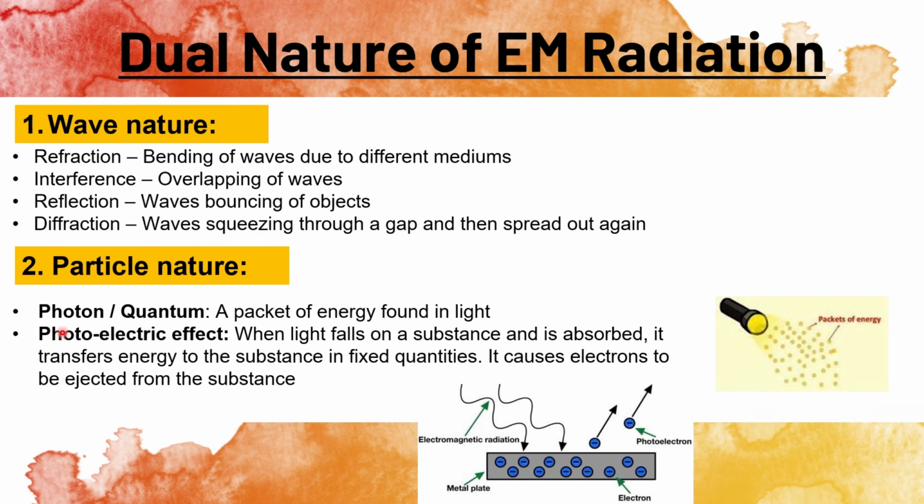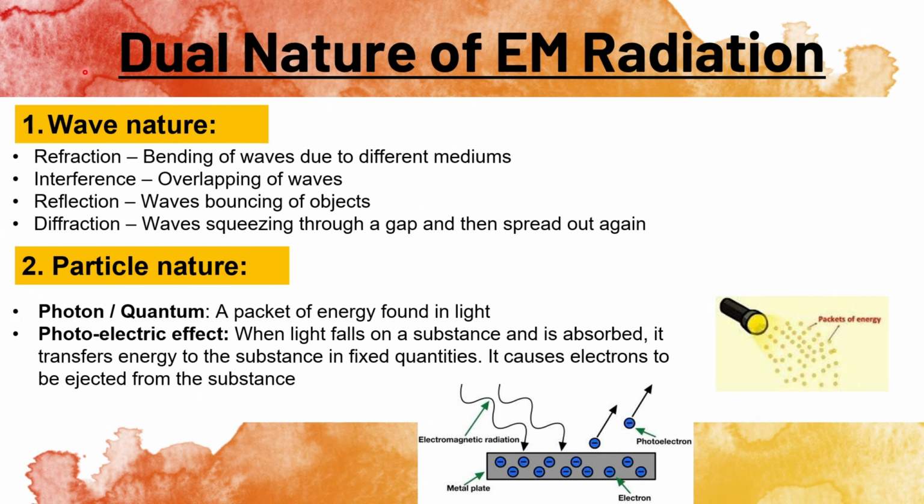Now let's look at the dual nature of electromagnetic radiation. Dual nature is also one of the properties of electromagnetic radiation, but what does it actually mean? It means that electromagnetic radiation can be described according to its wave nature or its particle nature. That's why dual nature is also called the wave-particle duality.